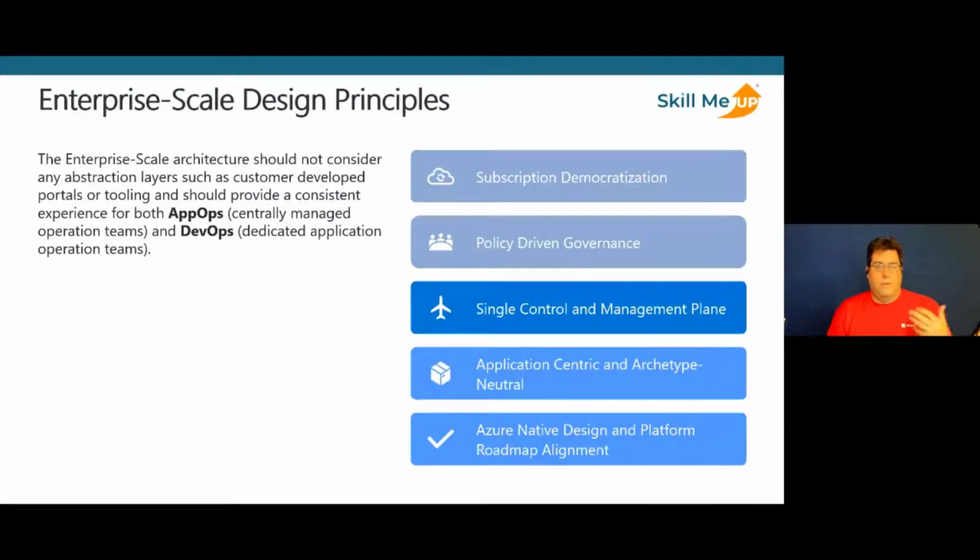From a standpoint of providing that single control plane, using an enterprise scale architecture can still provide those abstraction layers and provide customer developed portals and tooling that can be utilized for application operations, for centrally managed ops teams, as well as development and DevOps for dedicated application operations teams. And those can be segmented within that enterprise scale for utilizing those policies, utilizing the frameworks that you put in place.